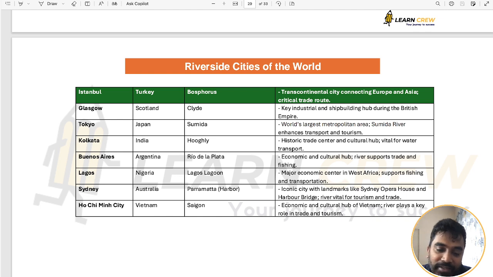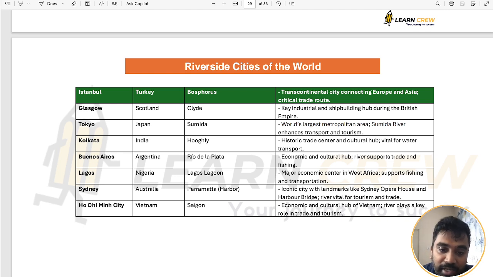Next, we're having Clyde. It is in Glasgow, Scotland, and it was specially designed for shipbuilding, and it fueled the growth of the British Empire. Okay, this is very important. The British Empire carried out their shipbuilding activities especially in this particular region, Glasgow. The river is Clyde.